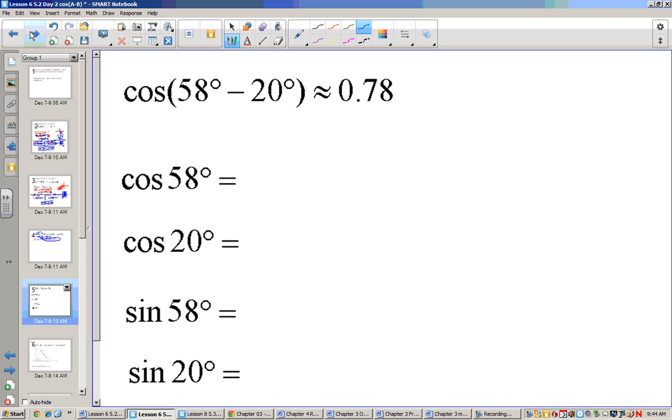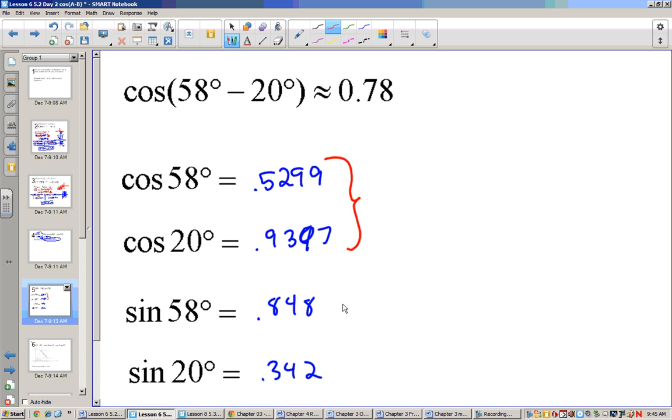Well, on this page, let's break it down. We have cosine of 58, we already found out was 0.5299. Cosine of 20 was 0.9397. And now let's find the sine of 58, 0.848, sine of 20, 0.342. And now I usually ask my students, how does that equal this? Nobody knows. So we're going to take these two chunks and multiply.